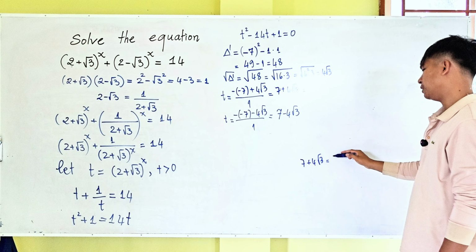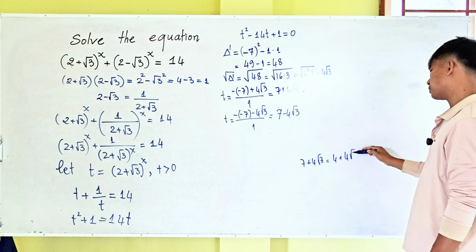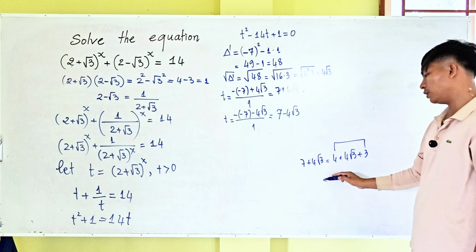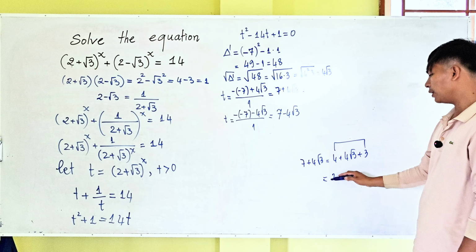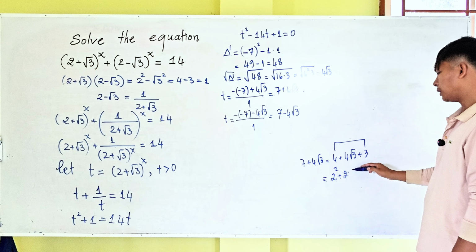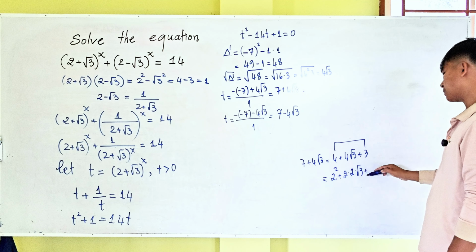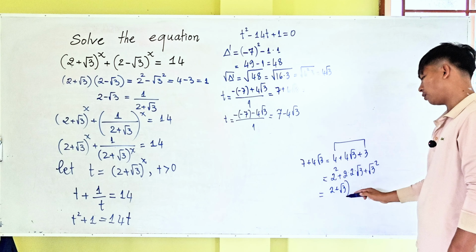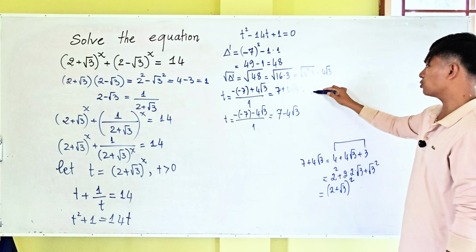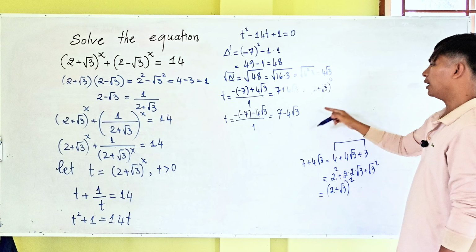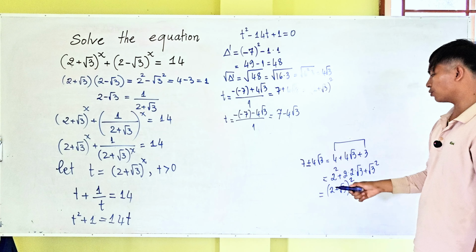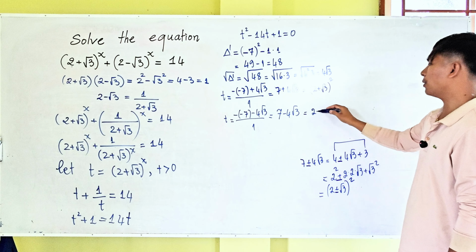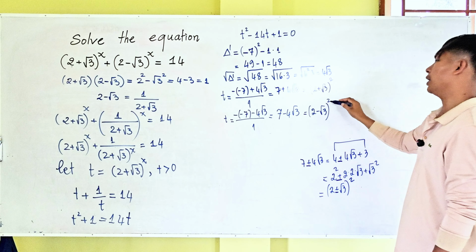We can also write it as 4 plus 4 square root 3 plus 3. And 4 plus 3 is equal 7. And we write 4 equal 2 squared. We get 2 squared plus 2 times 2 times square root 3 plus square root 3 squared. And here we get (2 plus square root 3) all squared. And here also we change it to 2 minus. So we get minus and here is minus, so it's equal to (2 minus square root 3) all squared.